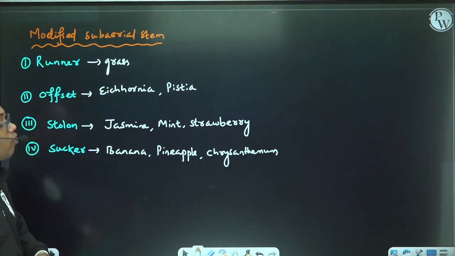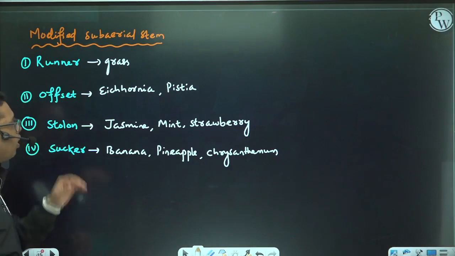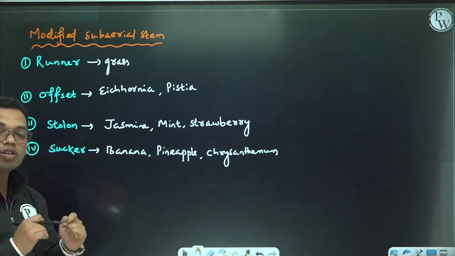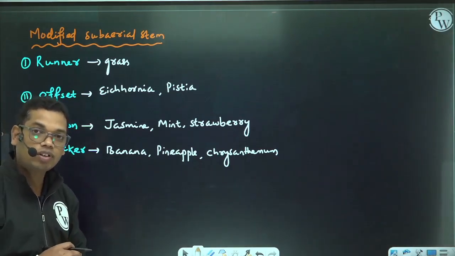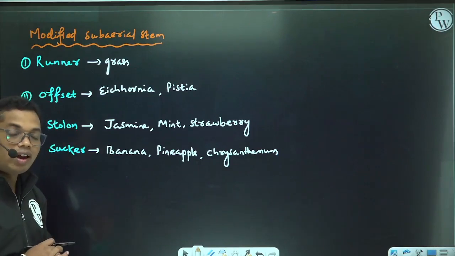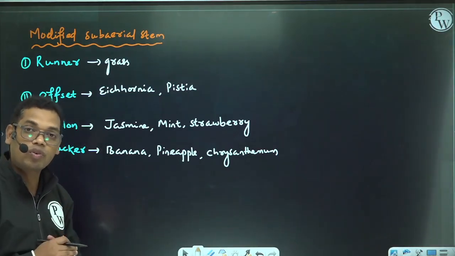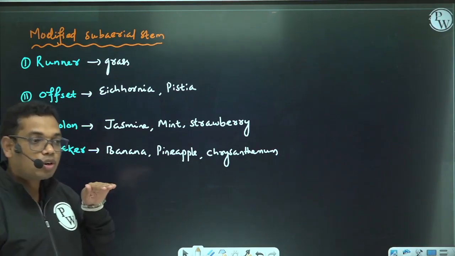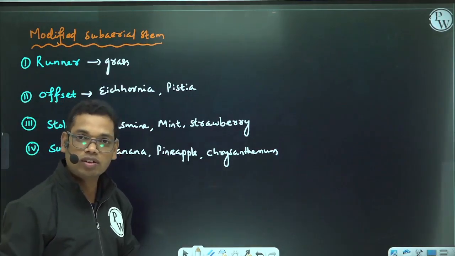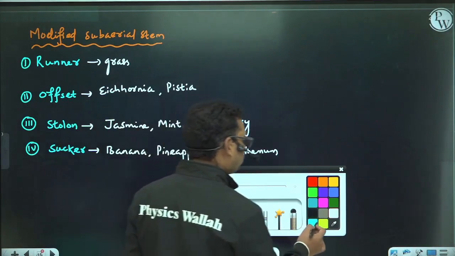One of the examples of runner is grasses. In runner, the internode is long in nature, and the runner cannot overcome small obstacles. Why? Because the stem grows horizontally. Okay, so let me draw one diagram here.